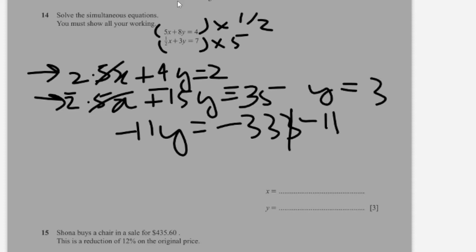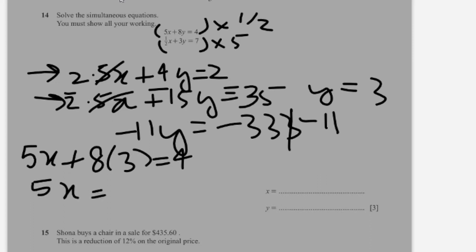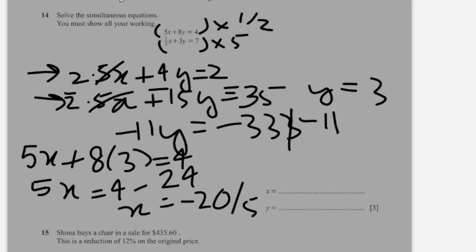And now I'll substitute this value of y. So in the equation I'm going to be using 5x plus 8y, which is 3, is equal to 4. So 5x is equal to 4 minus 8 into 3, which is 24. So we are left with negative 20 divided by 5, and the answer is negative 4. So x is negative 4 and y is 3.